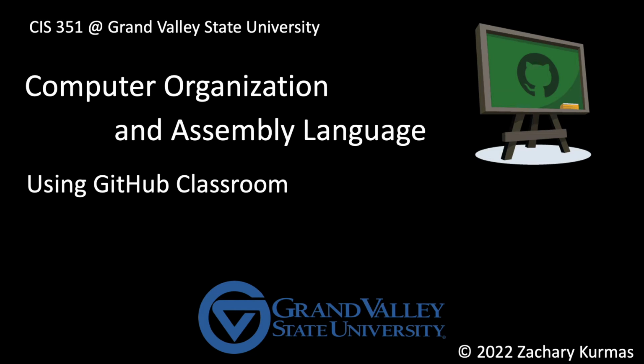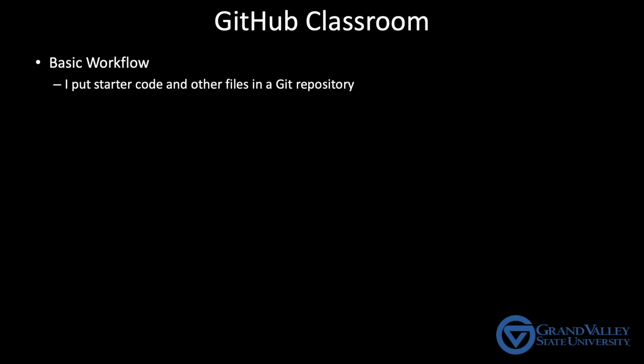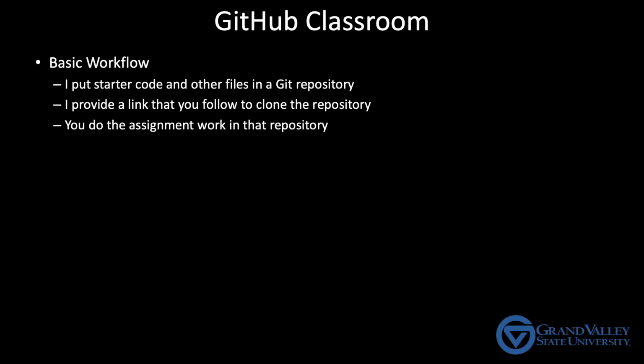Hi everybody. The purpose of this video is to demonstrate how to set up, submit, and test your first assignment using GitHub Classroom. The basic idea is that I'm going to put starter code and other files you need into a Git repository and provide a link that you can use to clone that repo. Then you'll do your work in that repo and then submit it by doing a git commit and a git push.